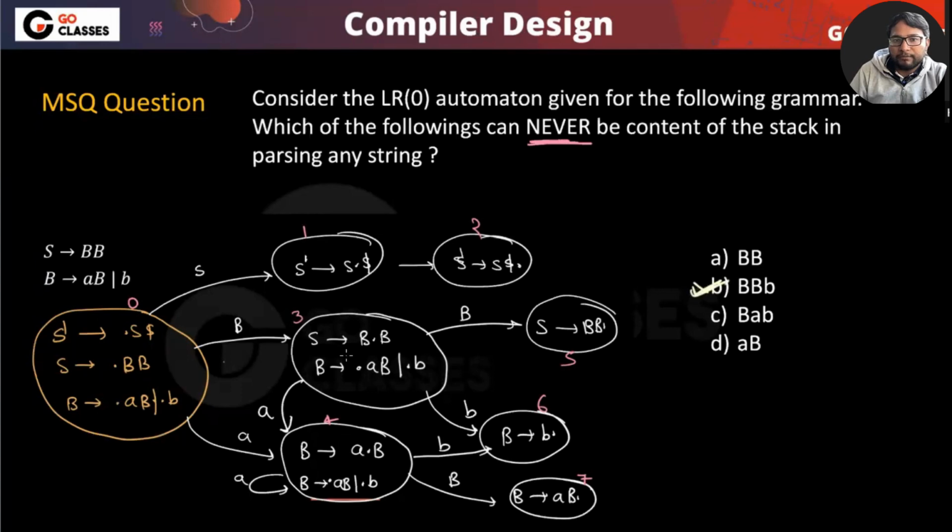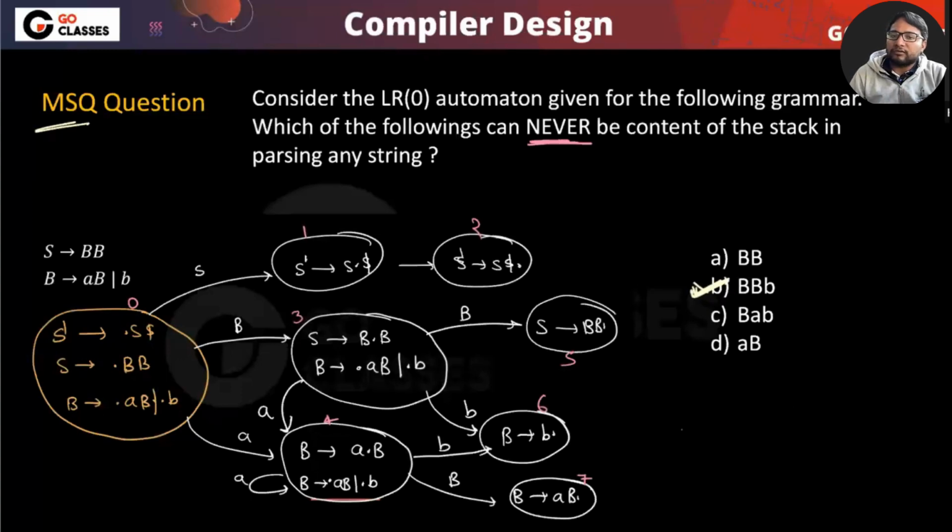BAB. What about BAB? BAB can be, right? BAB can be. AB. What about AB? A and B. This can be. So only B is the correct answer here, right? Even though this is MSQ, still only one is the correct answer. Okay. So these kind of nice questions can be framed.